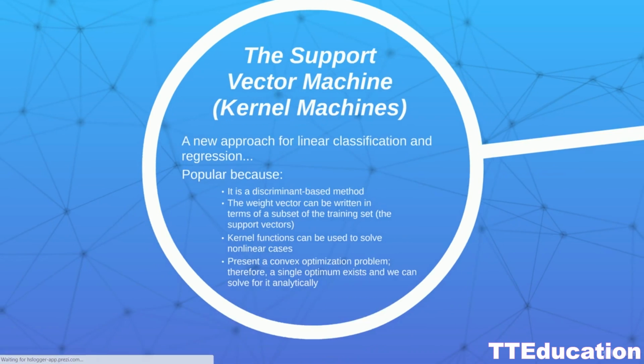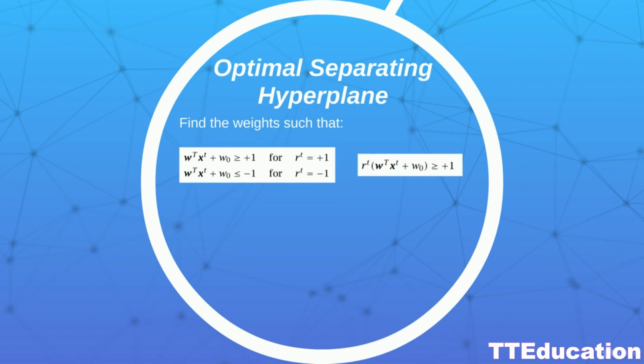So the optimal separating hyperplane, what is it? Let's start again with two classes and use the labels -1 and +1 for the two classes. So we are going to find the weights such that if it is greater than 1, we have our +1 class, and if our model is less than 1, we have our -1 class. And this can be rewritten as seen on the right here.